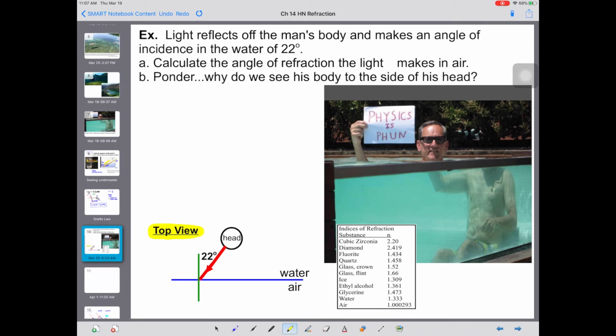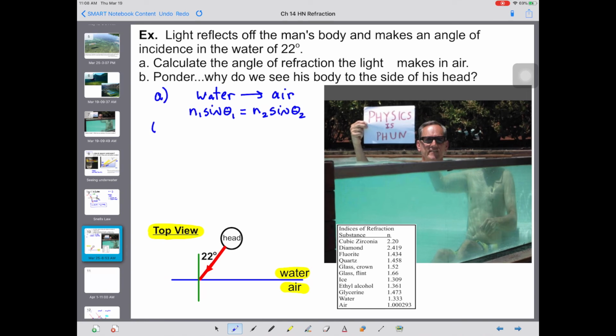Okay, and so the light is actually coming from his body, traveling in the water, and then it goes into air. That's very important to identify. So on part A, our light is starting off in water and it's going into air. So then when we apply Snell's law, n1 sine theta 1 is equal to n2 sine theta 2. Then on the initial side, everything deals with water. On the second side, everything deals with air.